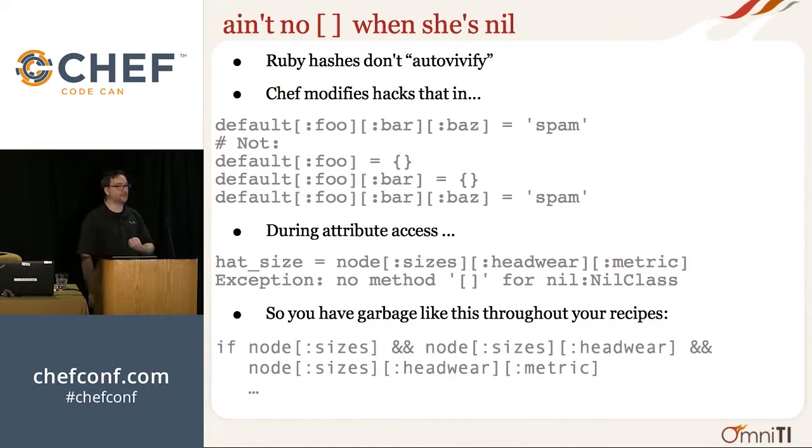Ruby hashes don't auto-vivify. I come from a Perl background, so I'm used to things auto-vivifying. So auto-vivifying means if you set a hash key that's like 3 levels deep and the upper 2 levels don't exist, they will magically pop into existence.